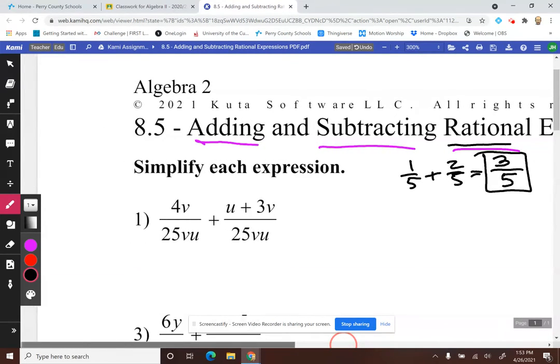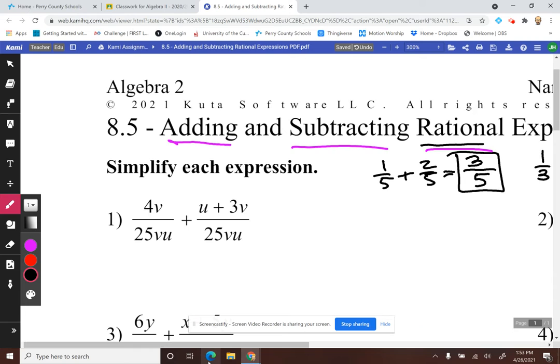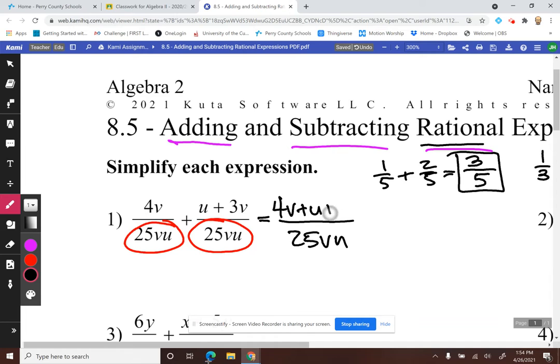So let's go ahead and start with number 1. And the first thing you want to look at is you want to see if you do in fact have common denominators. And so you notice here I have 25VU. Those are common denominators. So all I have to do is simply bring my work over. 25VU. And then here, these terms, I just need to add them together. So 4V plus U plus 3V. And then I'm going to look for any like terms, right? My denominator is going to stay the same.